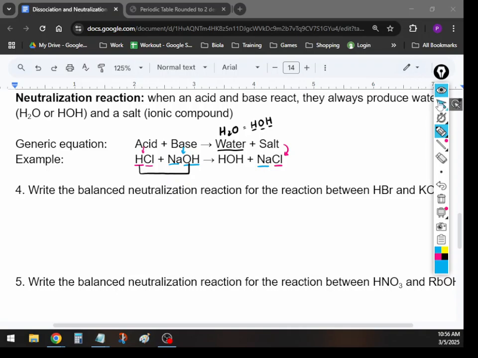Okay, and we're going to close off the lecture by doing a couple examples just to get you guys aware of how to solve these. But generally, it's always going to look like this. Acid plus base on the left side of the arrow is going to make water and the salt from the leftovers.